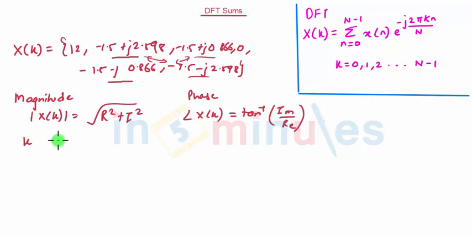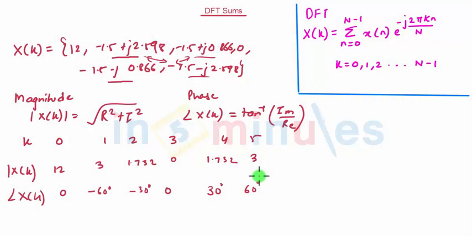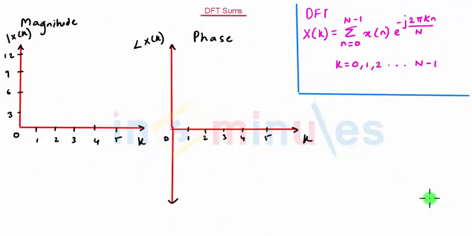We'll make a table where k ranges from 0 to 5. For the value of k equal to 0, the magnitude is 12, angle is 0. Similarly, we write other values. Now we'll plot the magnitude and the phase spectrum respectively. Looking at the magnitude values, we'll plot the magnitude graph. For k equal to 0, the magnitude is 12. For k equal to 1, the magnitude is 3. For k equal to 2, the magnitude turns out to be 1.73. For k equal to 3, it is 0. For k equal to 4, the magnitude is 1.732. For k equal to 5, the magnitude is 3.